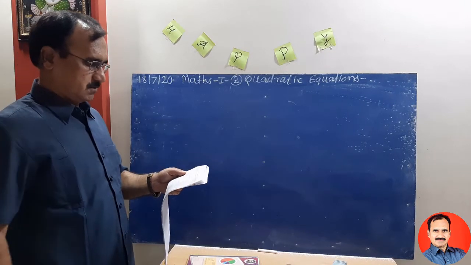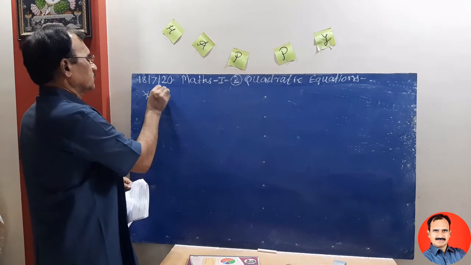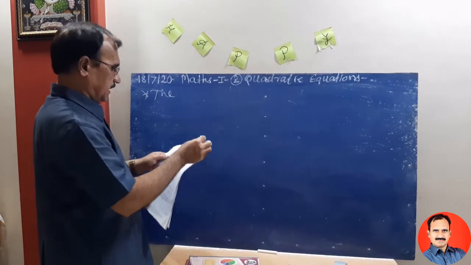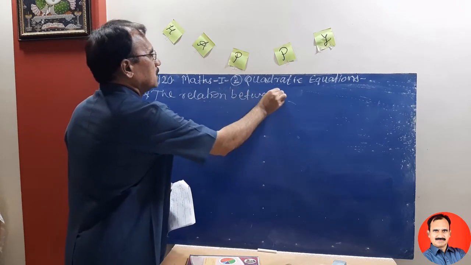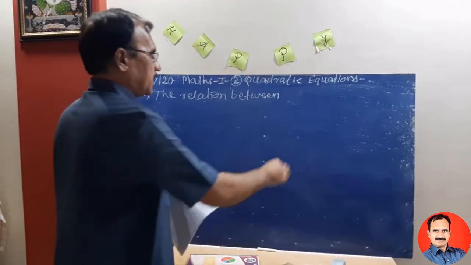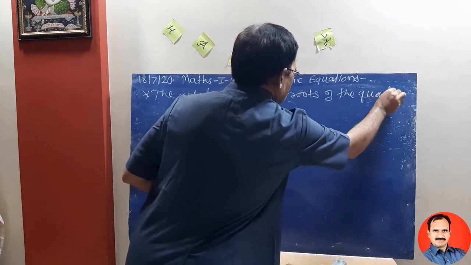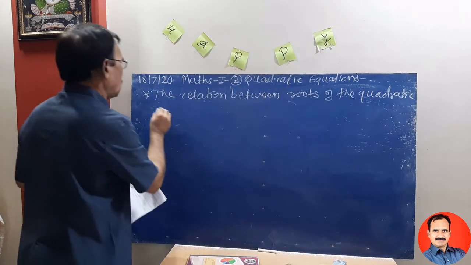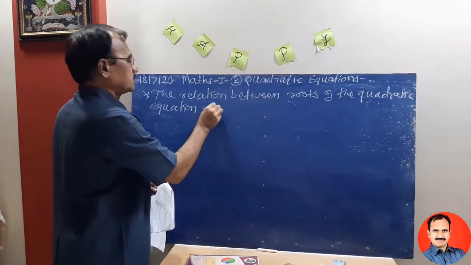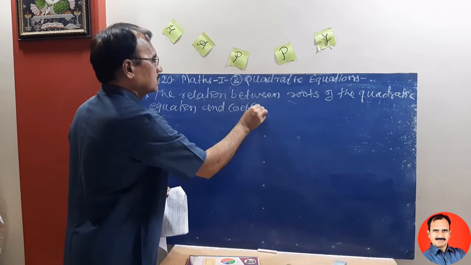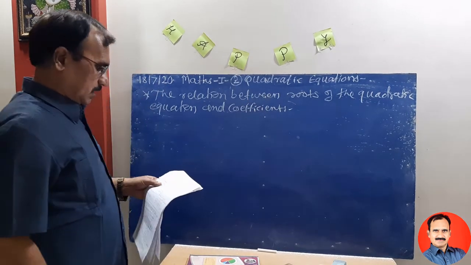Before that, there is one small article: the relation between the roots of the quadratic equation and the coefficients. Write down the next article, the relation between the roots of the quadratic equation and coefficients. Alpha and beta are the roots.